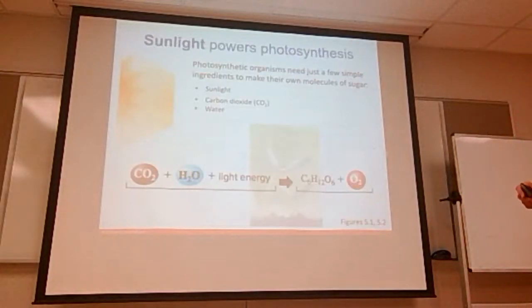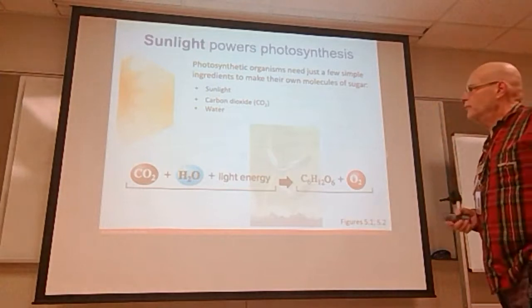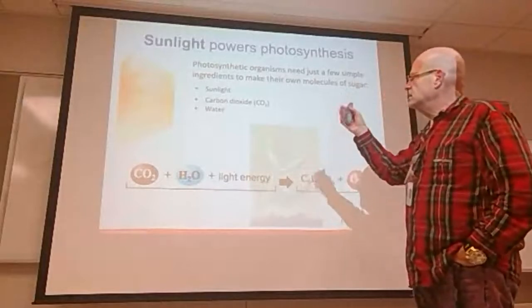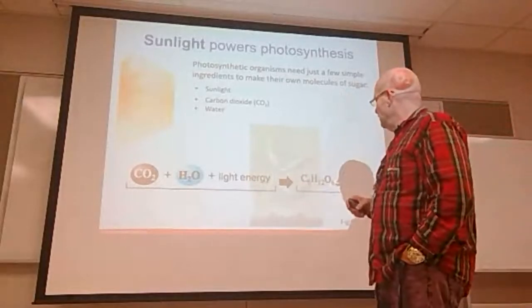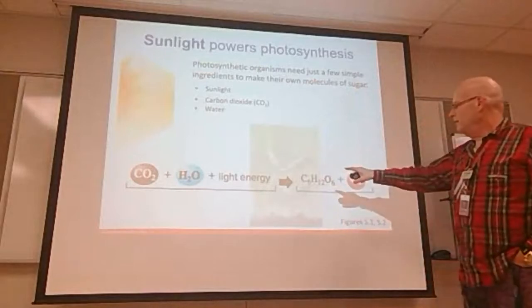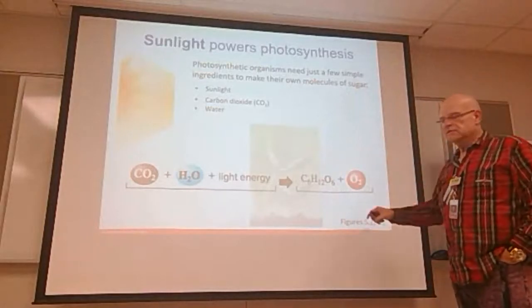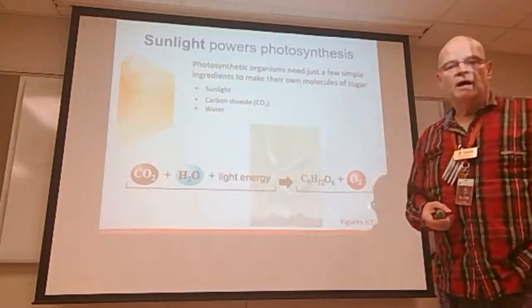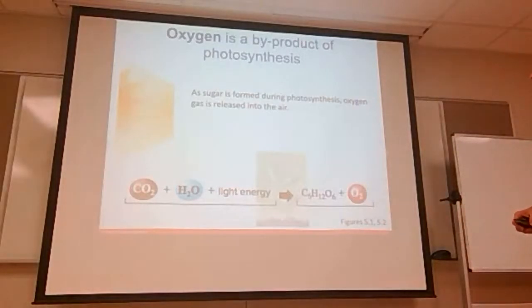Sunlight powers photosynthesis. You have three reactants: sunlight, carbon dioxide, and water. Those things work together to form the sugars and oxygen gas. Again, some textbooks will refer to this oxygen gas as a byproduct, others just simply as a product of the reaction. This textbook calls it a byproduct.